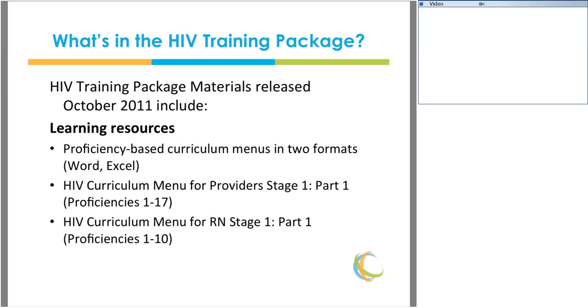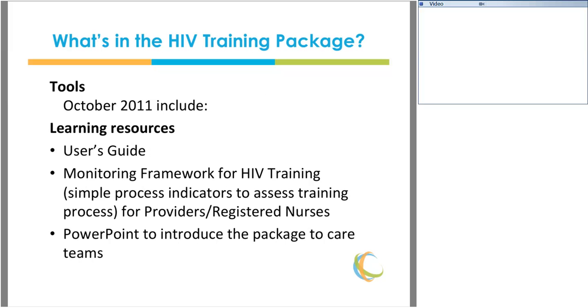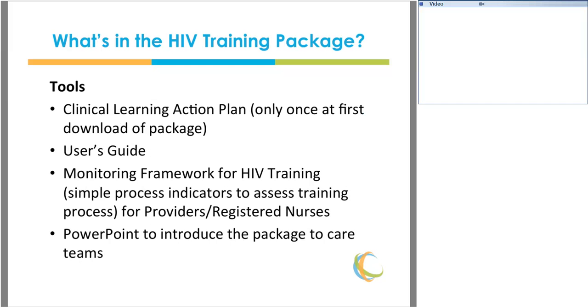The training package released last month contains two main parts, learning resources and tools. The resources are based in proficiencies and are responsive to and include resources for both prescribing providers and RNs at this level. The four components of the training package are the Clinical Learning Action Plan, which we'll cover first, and is something that indicates that you need to respond to, a user's guide, a monitoring framework, and a tool to introduce the package to your care team members.